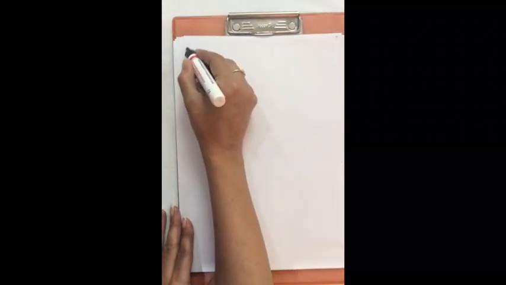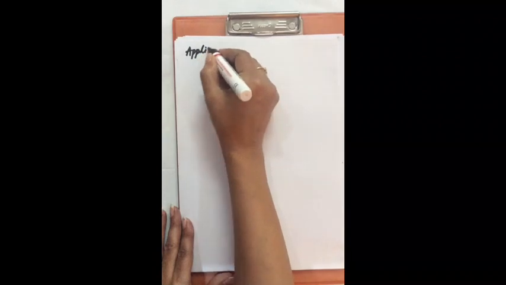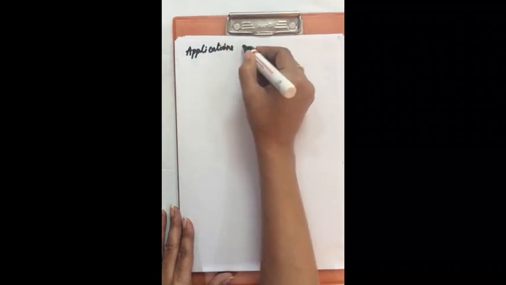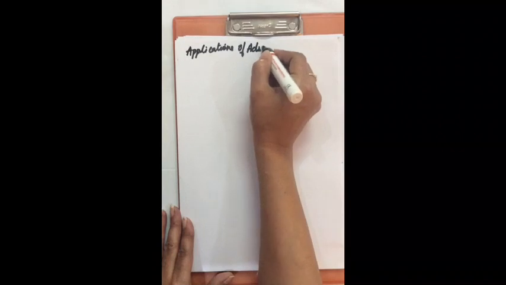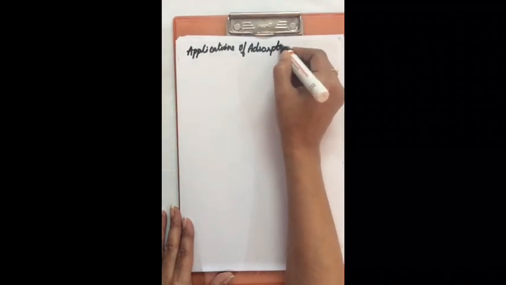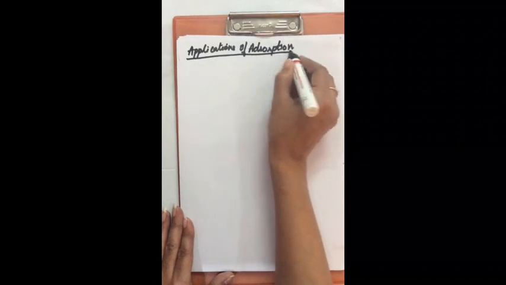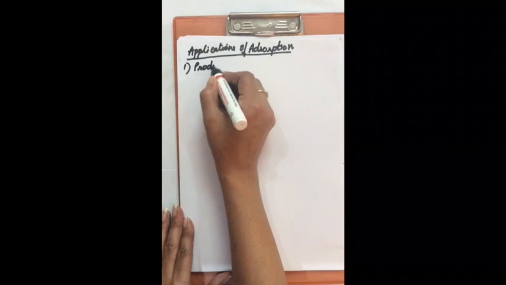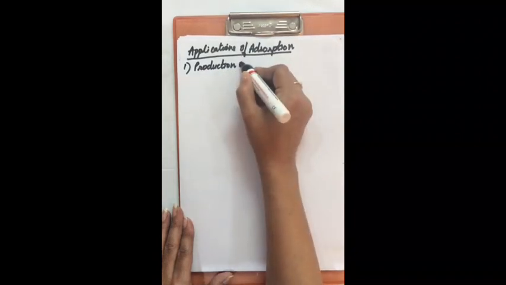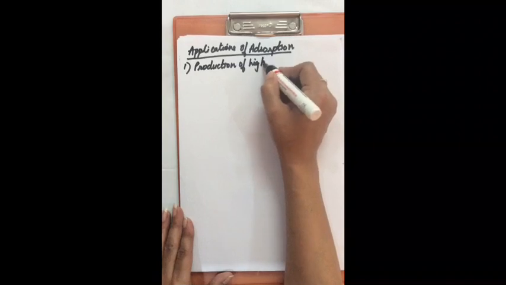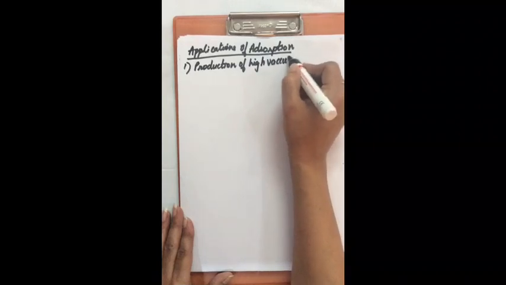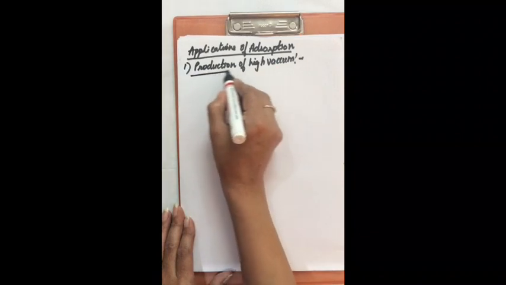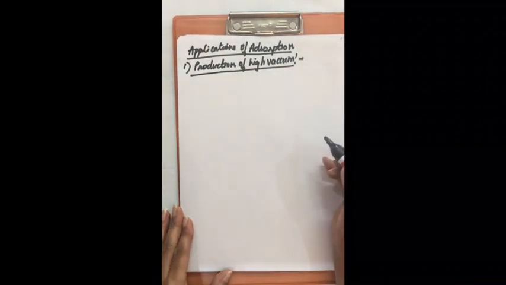Our next topic after the Freundlich adsorption isotherm is applications of adsorption, where the adsorption phenomenon can be used. Number one, in production of high vacuum, the adsorption phenomenon is used. How?